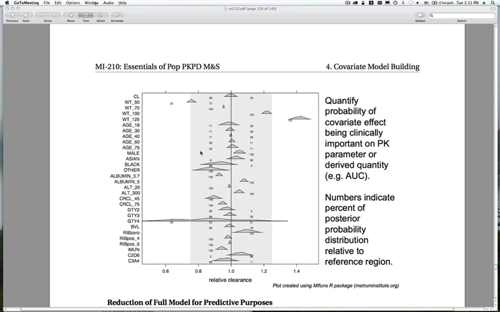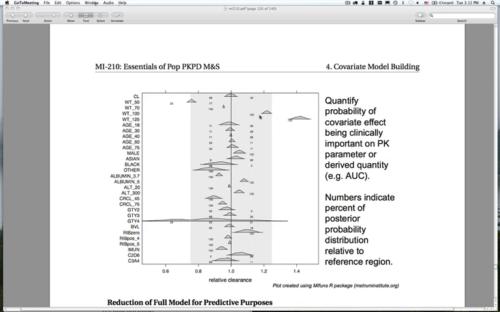And we have a plus or minus 25% range defined here for some reason. But now we're quantifying the effects. So, for example, the second value here is the effect of 50 kilogram weight on clearance. Well, the number indicated here, 23 to the left and 77 to the right, indicates that there's a 23% chance that somebody with a weight of 50 kilograms has an impact on clearance that we would consider clinically important if this is our boundary. Whereas there's a 77% chance that it's not clinically important.